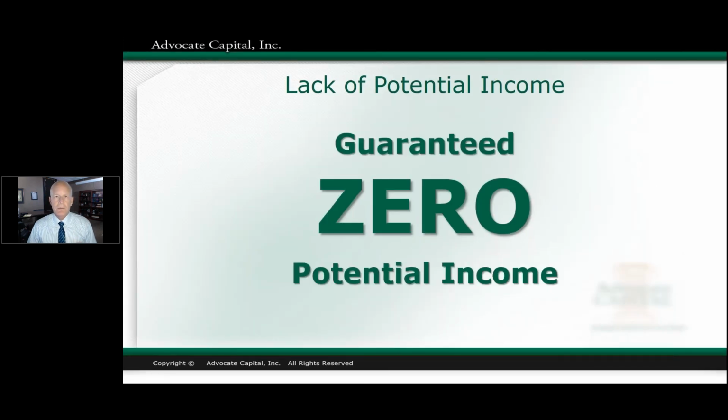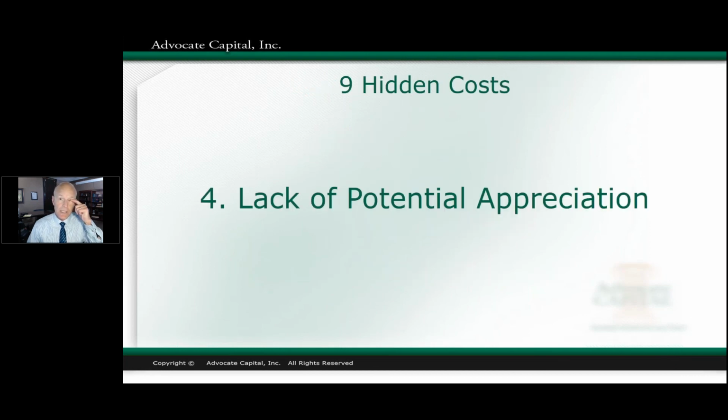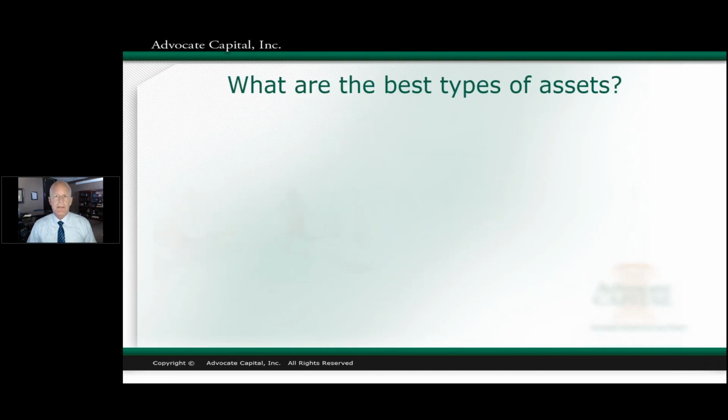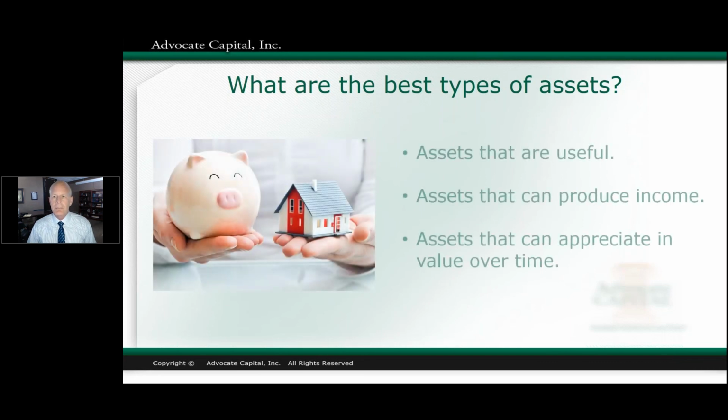Number 4 is a lack of potential appreciation. So let's think about the types of assets that we want to own as business people, right? We want to own assets that are in 3 categories. Assets that are useful, assets that can produce income, and assets that can appreciate in value over time. And if the asset can do all 3 of those things, even better.